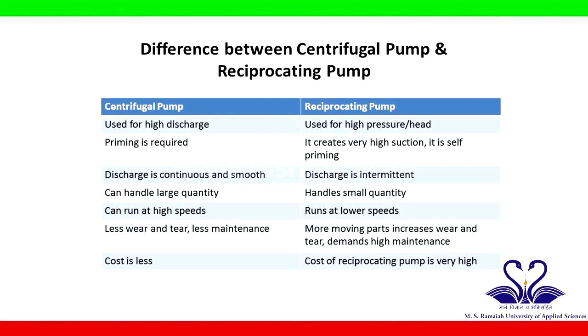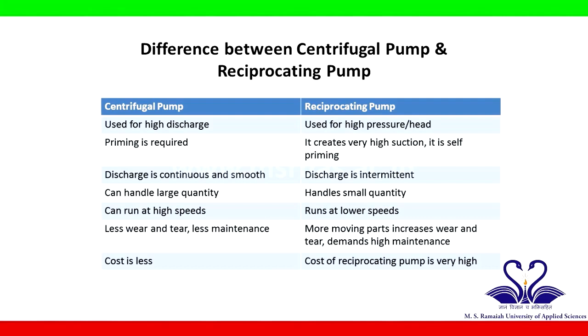As experiments on centrifugal as well as reciprocating pumps are completed, it is important to know the differences between both the pumps. A centrifugal pump is mainly used for higher discharge, whereas a reciprocating pump is used for high head. In a centrifugal pump, priming is always necessary, but in a reciprocating pump, there is very high suction created at the inlet and hence priming is not required.